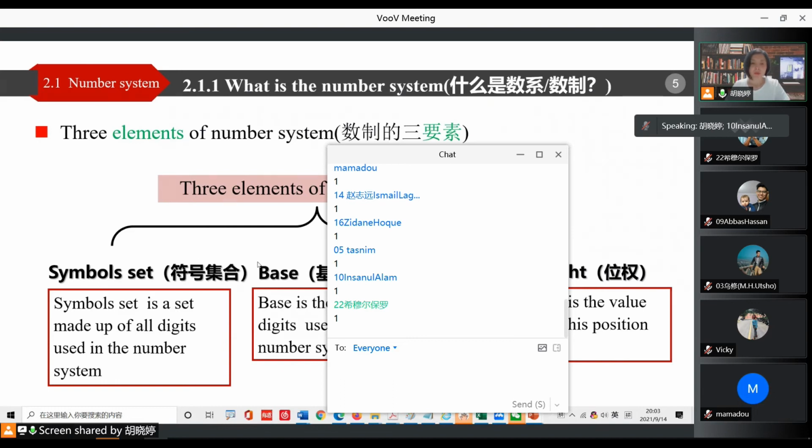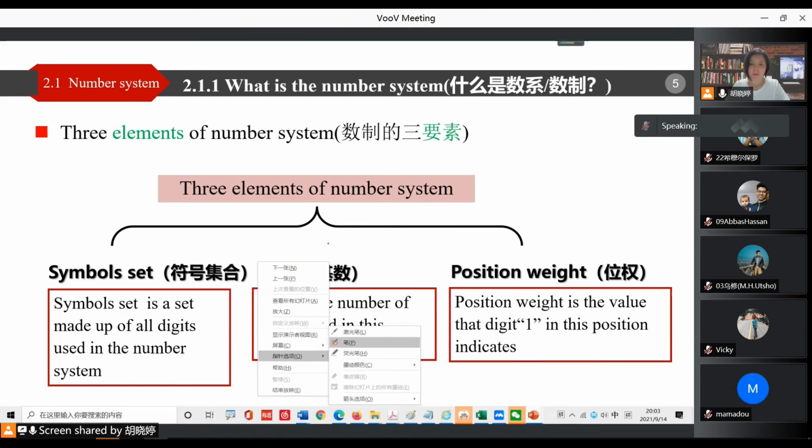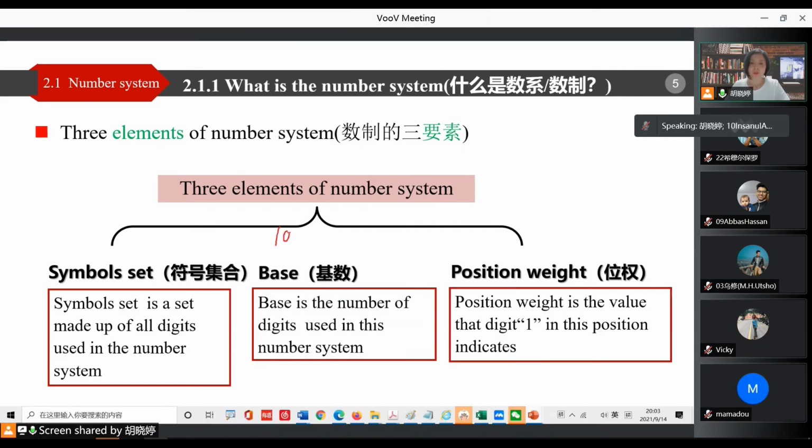For example, in the decimal system, the base will be 10. The binary system, the base will be 2. Octal system, the base will be 8. Hexadecimal, the base will be 16. So base is the number of digits in the number system. I think that is easy to understand.